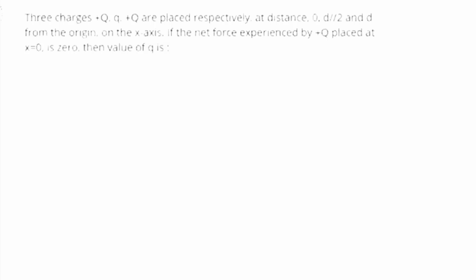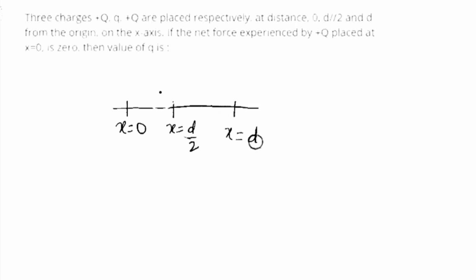According to the question, the diagram: this is the x-axis, this is x equal to 0, this is x equal to d by 2, this is x equal to d. Here plus q is placed, here small q is placed, and here also plus q is placed. According to the question, the net force experienced by this plus q is equal to 0. Then we have to find the value of small q.